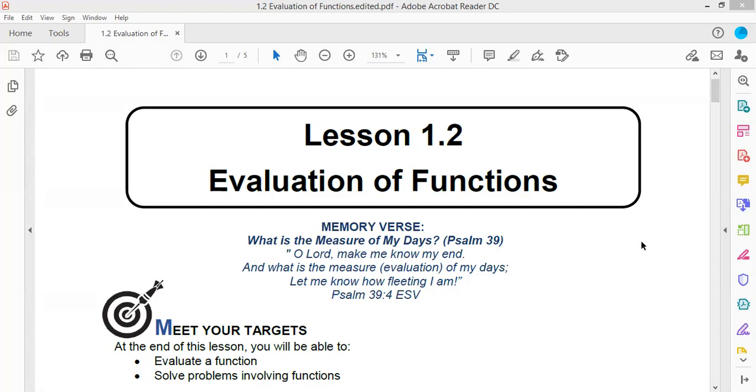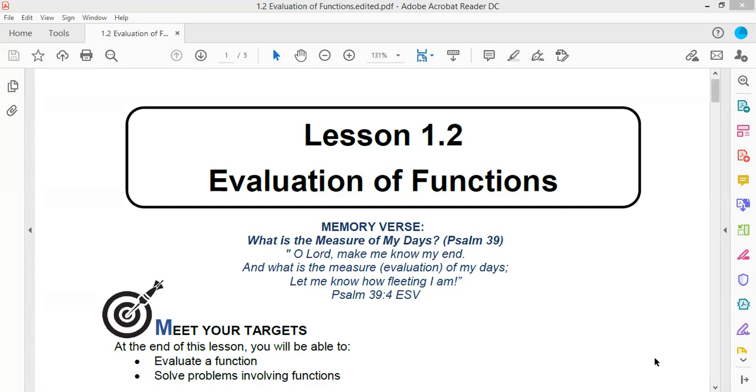Our memory verse is found in Psalm 39 verse 4. It says, "O Lord, make me know my end, and what is the measure of the evaluation of my days. Let me know how fleeting I am."